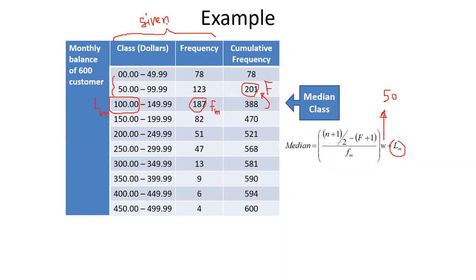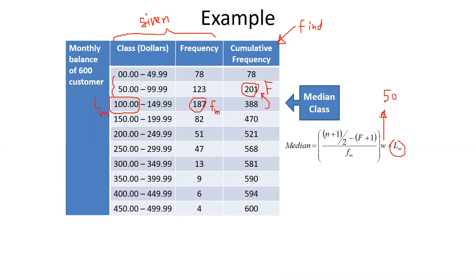If you are making a frequency distribution from raw data, then you have to find the frequency. But if a frequency distribution is given to you, it means the classes and frequencies will be given to you. Cumulative frequency you will find. You will find cumulative frequency first and then decide about the median class. After deciding about the median class, write all these things: F, FM, and LW.